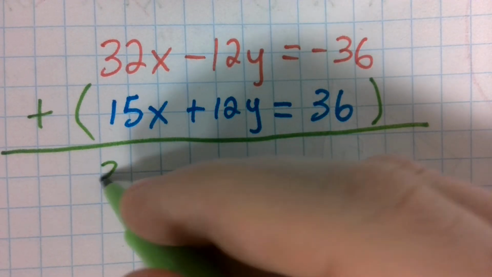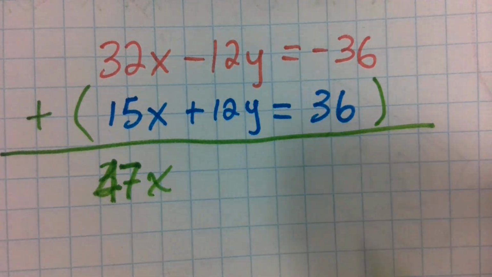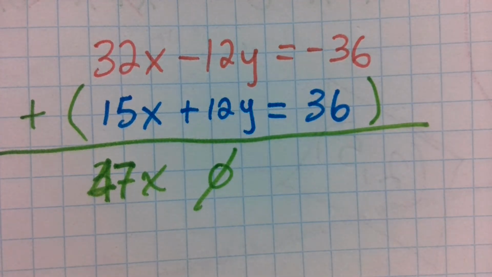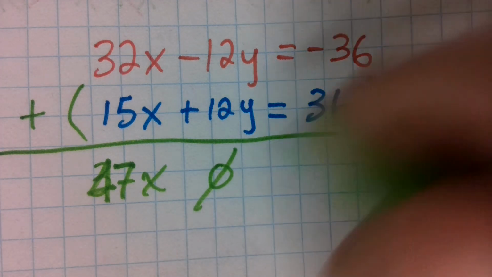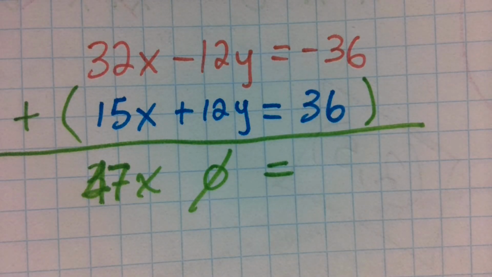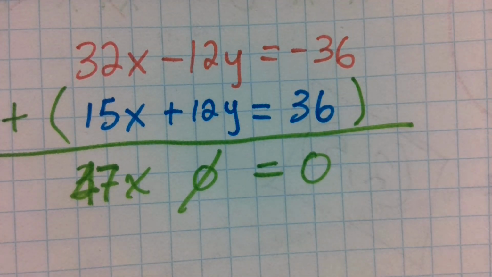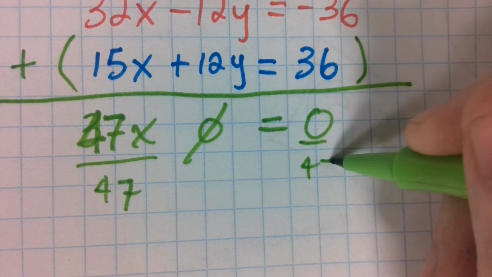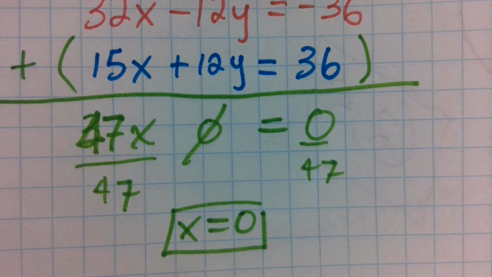32x plus 15x gives us 47x. Negative 12 plus 12 is 0. That's our elimination. You don't need to use this symbol, by the way. This is just a 0 with a big line through it. I like to really make a dramatic show of saying, I eliminated this part. And negative 36 plus 36 is 0. So we divide it out. We would divide by 47 in both cases, giving us x equals 0. Wouldn't be the first time we got x equals 0 in a problem.